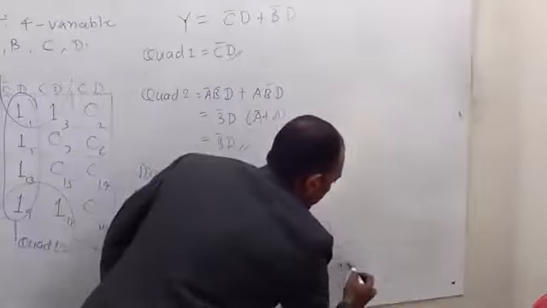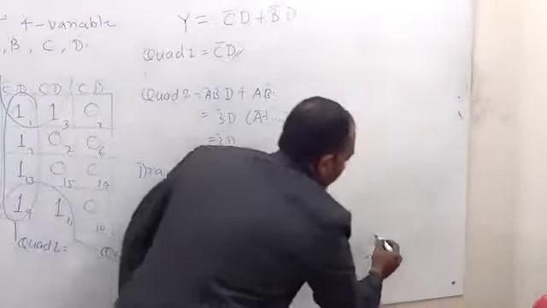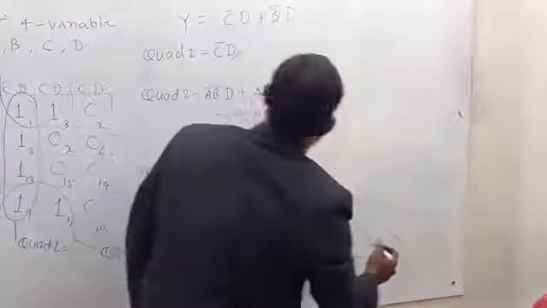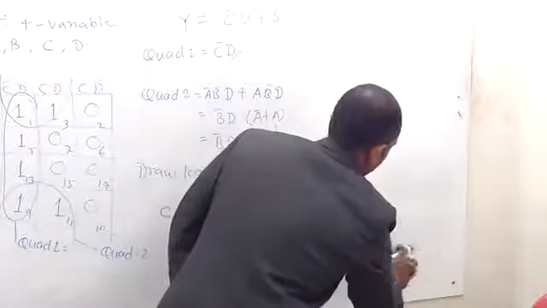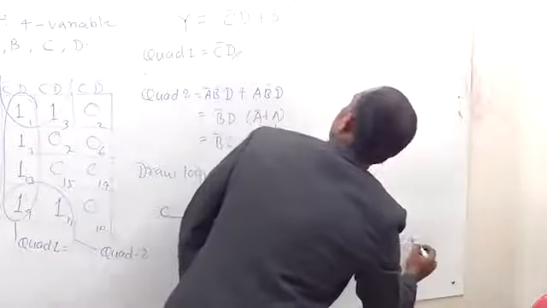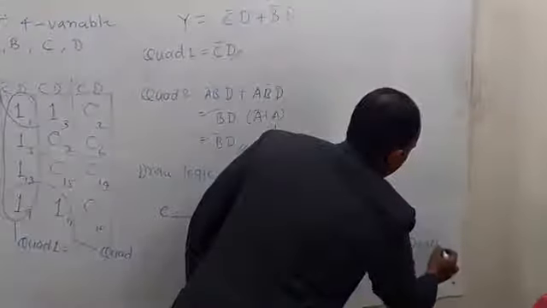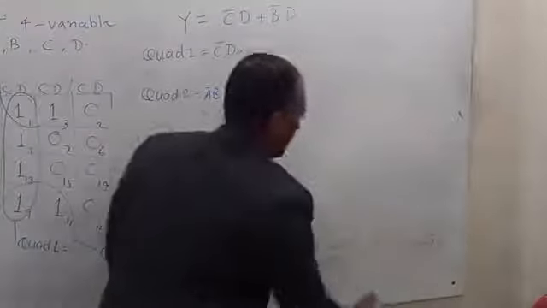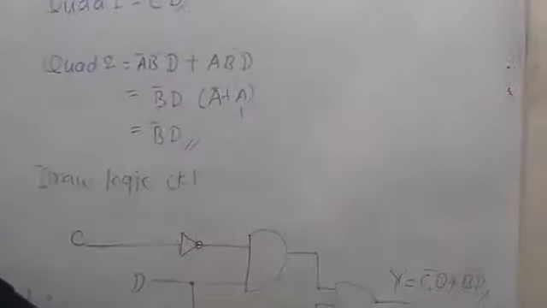So connect the OR gate, and finally we can write the equation C bar D plus B bar D. Okay friends, this is the final logic diagram for this given min term.